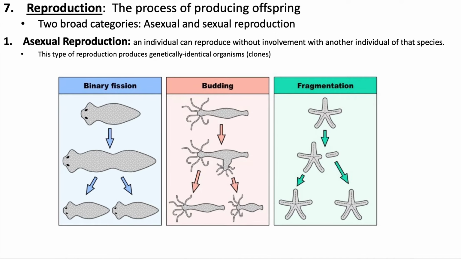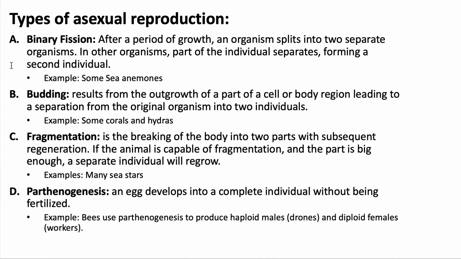There are a few main types we're going to focus on. The first is binary fission. Binary fission will generally occur after there's a period of growth, and then the organism will split into two separate organisms. In some organisms, part of the individual will separate off and form a second individual, and this will occur in some sea anemones.